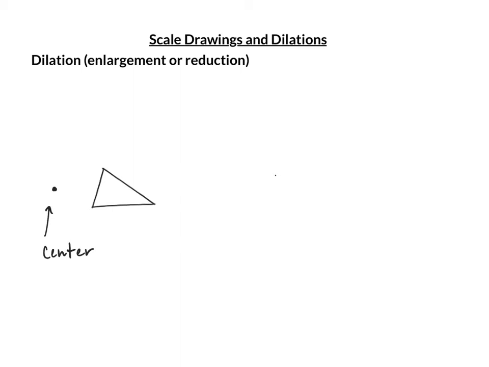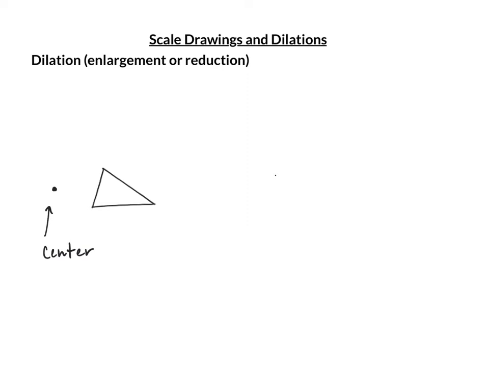A dilation is another way we can create a similar figure using a scale factor. If your scale factor is larger than 1, it'll create a larger figure. It'll be an enlargement. If your scale factor is smaller than 1, it'll make it smaller. It will contract. It will be a reduction. To do a dilation, we need a center. It can be anywhere. It doesn't matter.